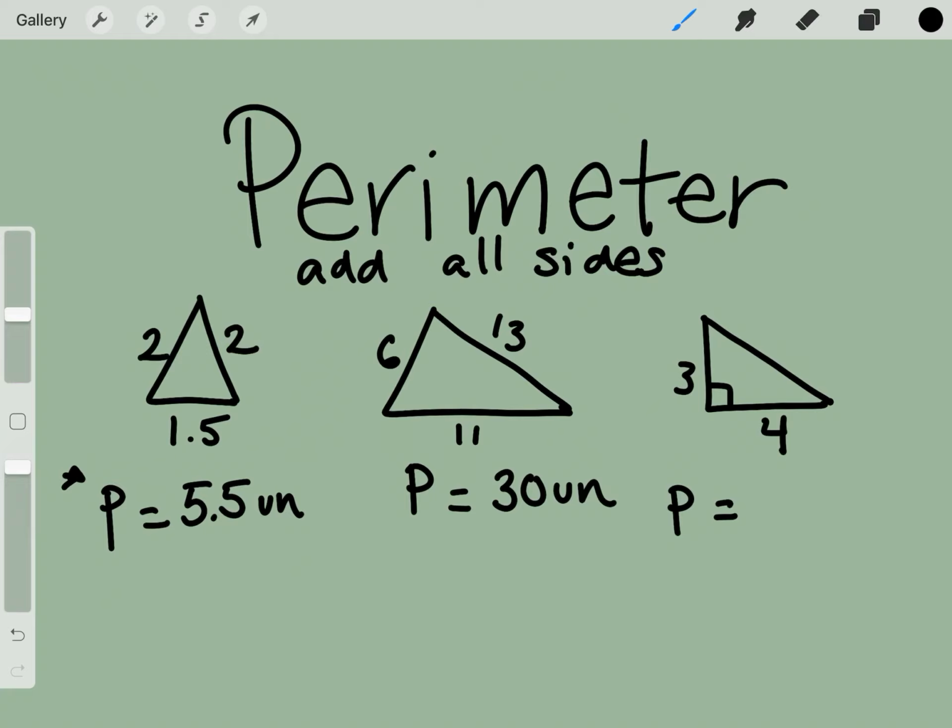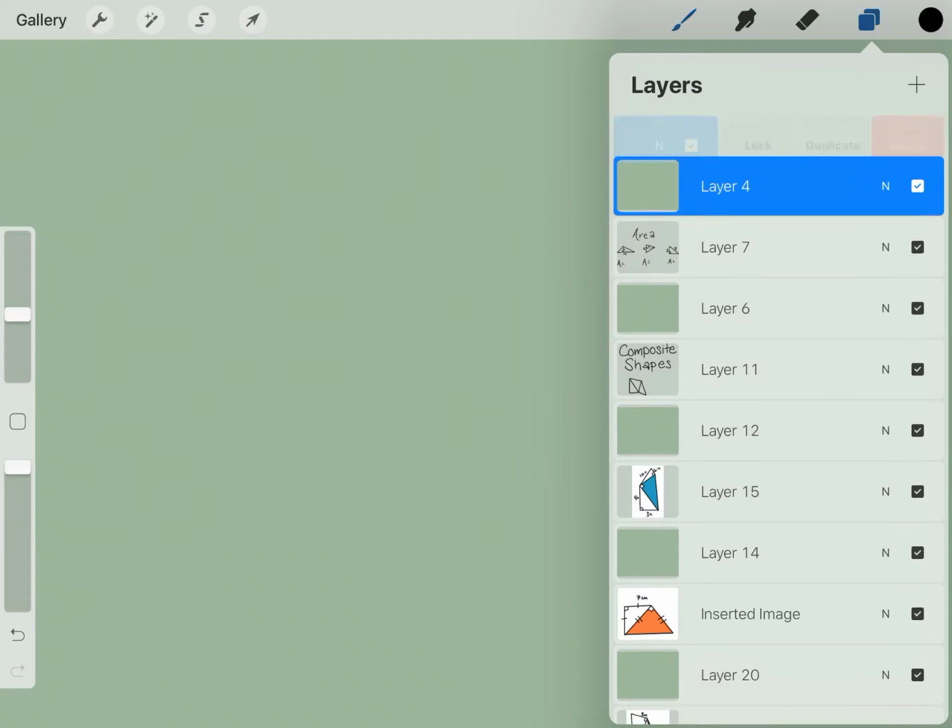Great, so whether you did Pythagorean theorem or you remembered that this is a special triangle called a 3, 4, 5 triangle, that missing side is 5. And then we're going to add them up to find the perimeter. 3 plus 4 is 7, plus 5 is 12, so it's 12 units is the perimeter in this situation. Alrighty. Now let's move right on ahead to area.